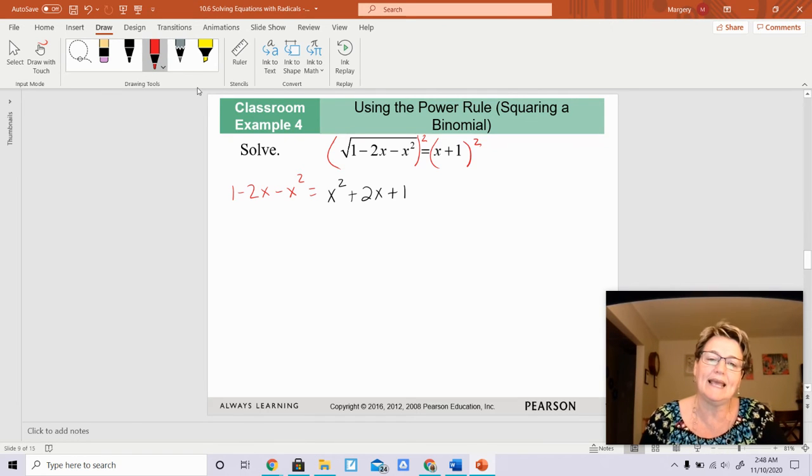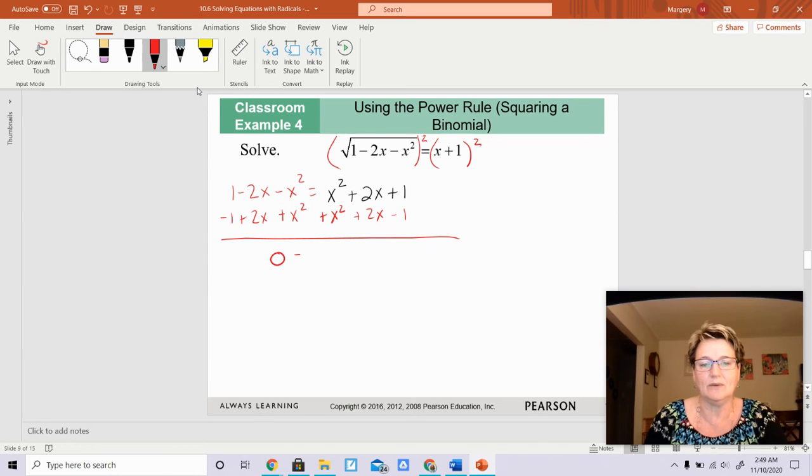Now my goal is to get everything on one side of the equation. So what I'm going to do is I'm going to add x squared, add x squared, add 2x, add 2x, subtract 1, subtract 1. So you end up with 0 equals 2x squared plus 4x, and the 1's cancel away.